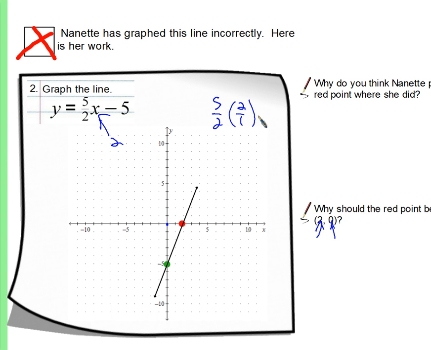5 halves times 2 over 1 minus 5. Cancel. 5 minus 5. We do get 0. That's how I know there's a point, for sure, at 2, 0. That's how I can check and see if that's correct. If I did follow the slope correctly, it puts me at this point. Is that point on the graph? Does that x and that y work in the equation? All right. Okay. All right. Let's go back to, let me just do it the easy way.